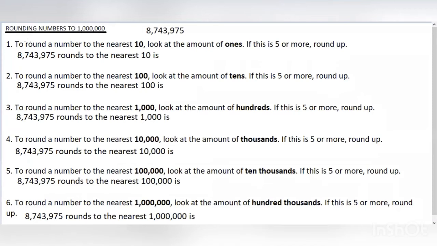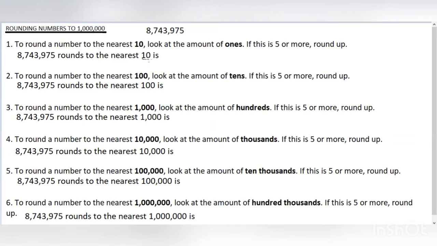Okay. So if we want to round a number, we have to remember these things. The first one: to round a number to the nearest 10, look at the amount of ones. If this is 5 or more, then we need to round up. For example, we have the question in here, 8,743,975. So we want to round it to the nearest 10.